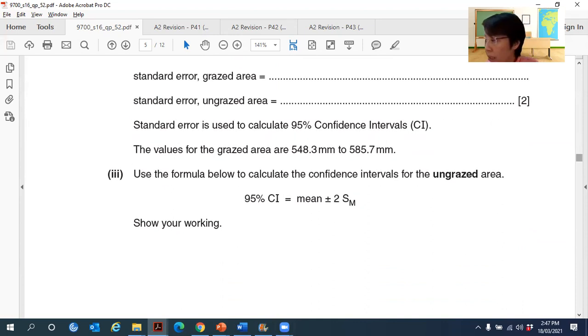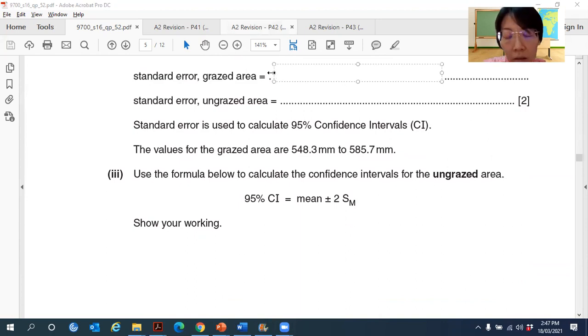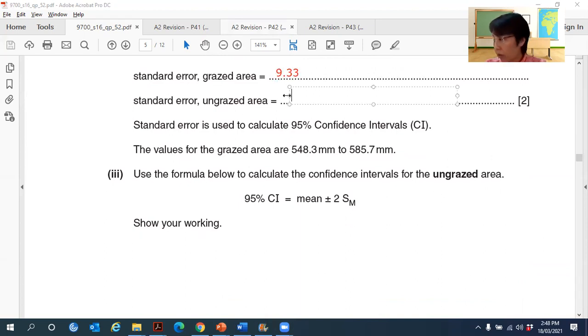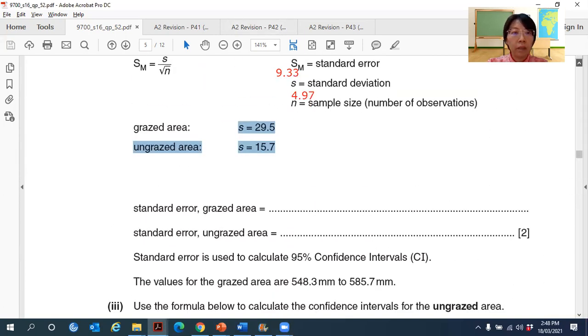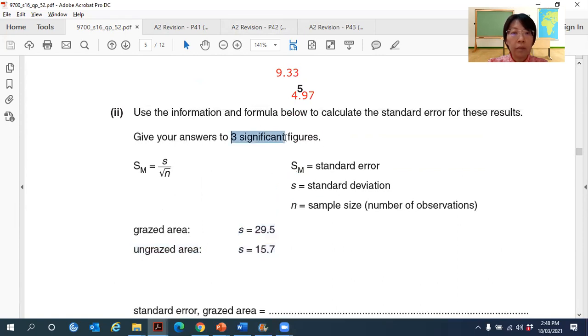Okay, so based on the answer given, let's assume that you have calculated the value. The standard error for the grazed area is 9.33, and the standard error for the ungrazed area is 4.97. Now remember, they actually indicate to the student how many significant figures they want. See here, give your answers to 3 significant figures. So therefore you give your answer to 3 significant figures.